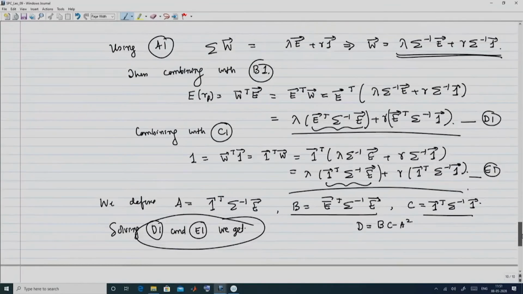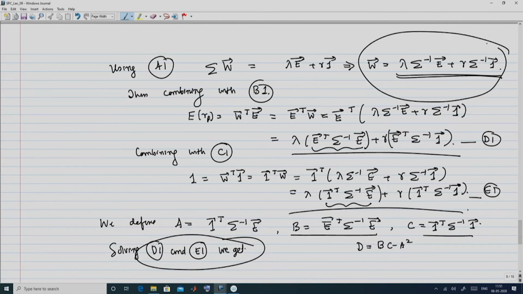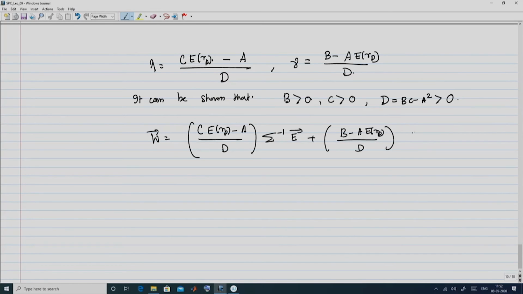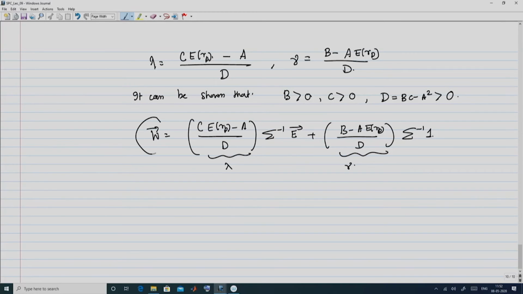Okay, now let us go back to our original expression for W. This was my original expression for W. So, I substitute lambda and gamma in this expression for W to obtain W to be C E R P minus A over D, which is your lambda, into sigma inverse vector E plus B minus A E of R P over D sigma inverse 1. So, remember this was gamma and this was lambda. Now, what we do is the following. Now, we can simplify this weight W further.